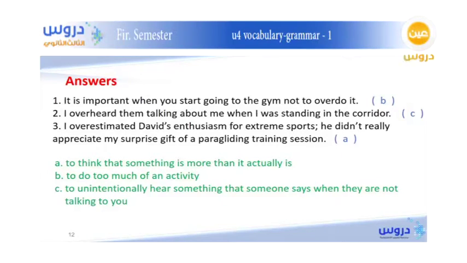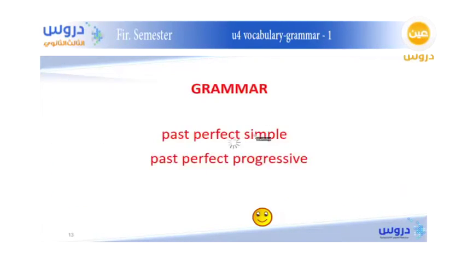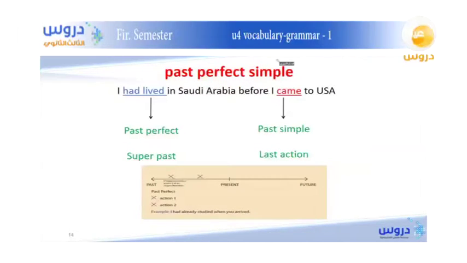Here we go with the grammar part. Today we are going to talk about past perfect simple and past perfect progressive. Okay? All right. I think we have another guest. Welcome, Shada. Now everyone, past perfect simple. I had lived in Saudi Arabia before I came to the US. Now past perfect comes with had, which is the past of have and has. All right. I had lived in Saudi Arabia before I came to the USA.